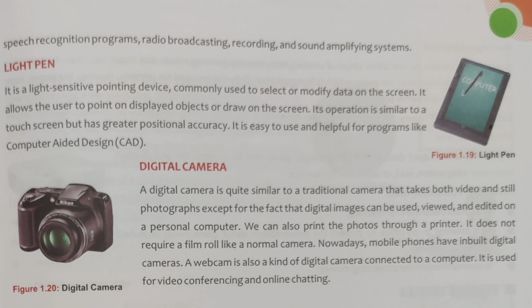Now the digital camera. A digital camera is quite similar to a traditional camera that takes both video and photographs, except for the fact that digital images can be used, viewed, and edited on a personal computer. We can also print the photos through a printer. It does not require a film roll like a normal camera. Nowadays, mobile phones have an inbuilt digital camera. A webcam is also a kind of digital camera connected to a computer. It is used for video conferencing and online chatting.